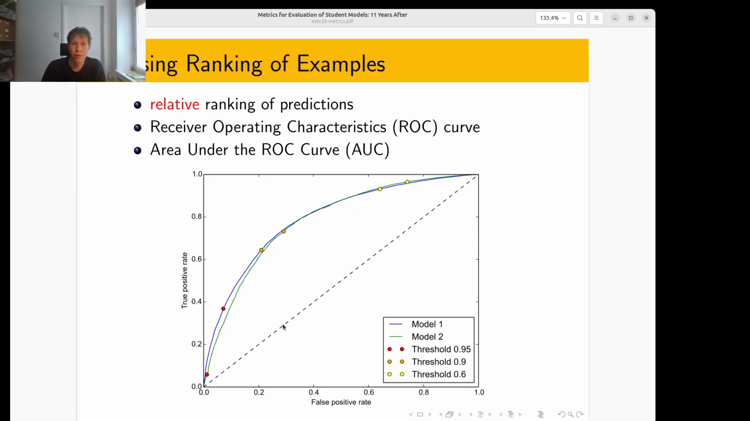And the third type of metrics is exemplified by the area under the receiver operating characteristic curve metric. Here we focus on the relative ranking of predictions. The receiver operating characteristic curve is given by plotting false positive rate on one axis and true positive rate on another axis. For each possible choice of threshold, we get a different combination, and the area under the curve summarizes the whole curve.